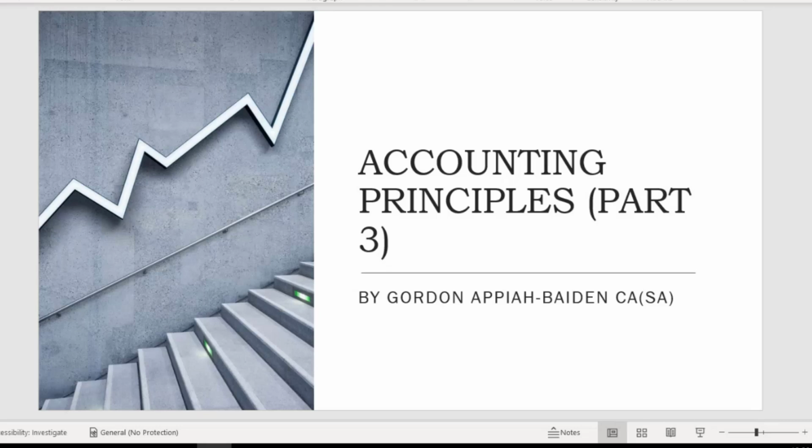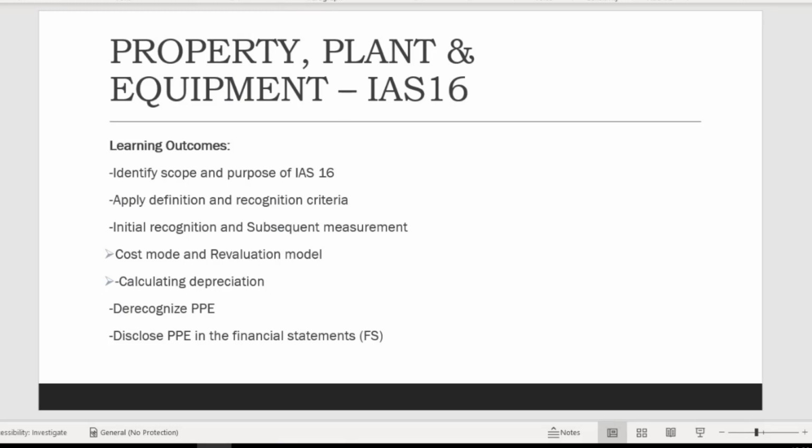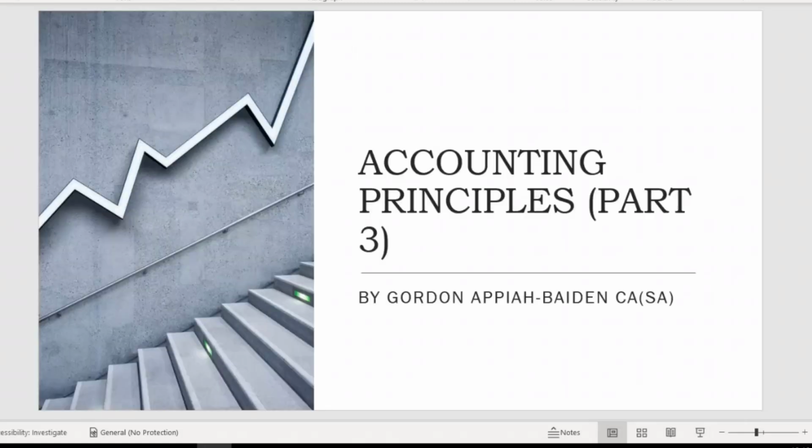Cool. All right. So accounting principles part 3. Today we're going to be learning about property, plants and equipment. The standard that governs it is called IAS 16, International Accounting Standard 16. This is the standard that governs the accounting for property, plants and equipment, everything we need to know as far as accounting is concerned. It tells us when to recognize PPE, the initial recognition. It tells us after we have initially recognized it, how do we measure it? We speak about measurement, and about what happens to it subsequently.